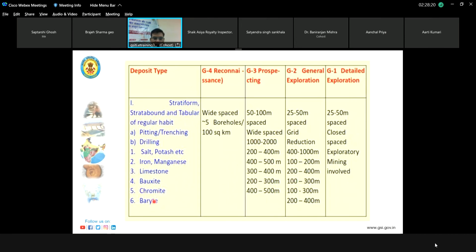There is some issue, it is going up or off. For salt and potash in G3, it will be 50 to 100 meters spaced, and for iron, manganese, then 200 to 400, then limestone 400 500, like that. I think it is zigzagged in this slide. I think there is some problem.